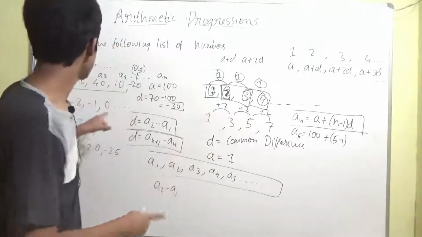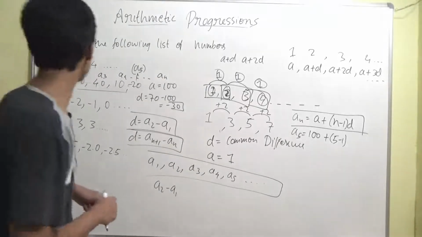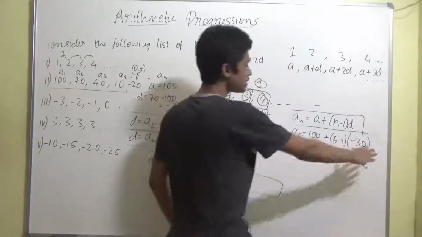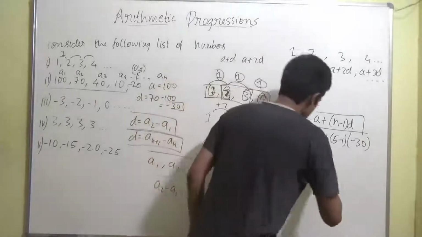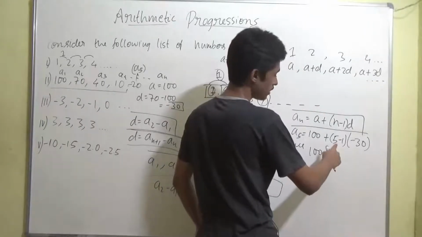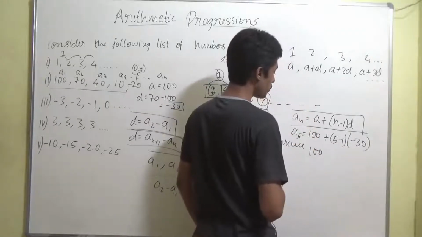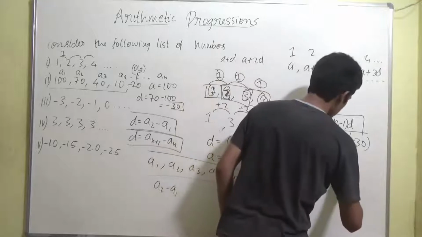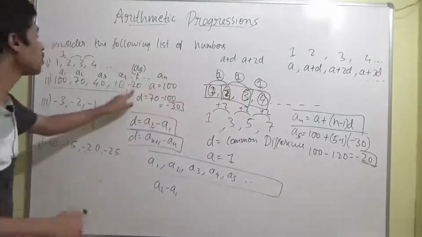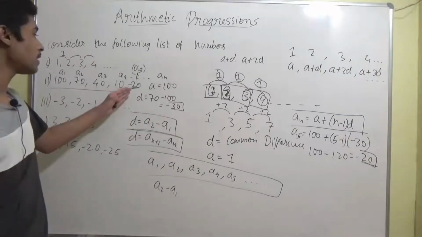So here, D is 70 minus 100, which is minus 30. Now we just have to do the calculation. This will become 100, and this will become 4. 4 into minus 30 will become minus 120. 100 minus 120 is minus 20. If you see the A5 term, guys, we got minus 20.